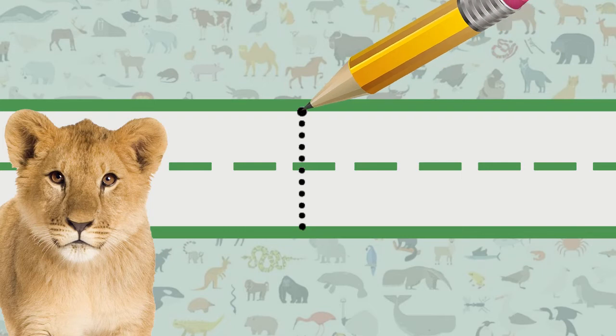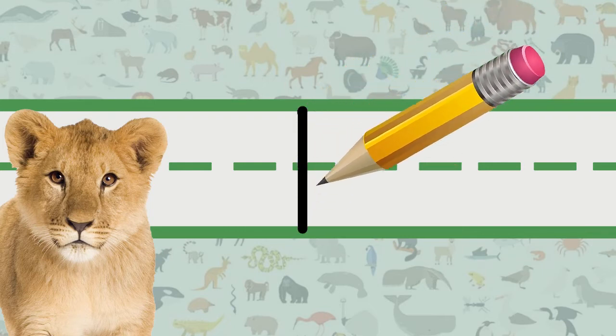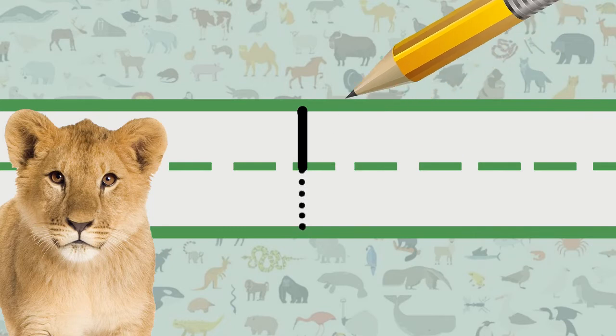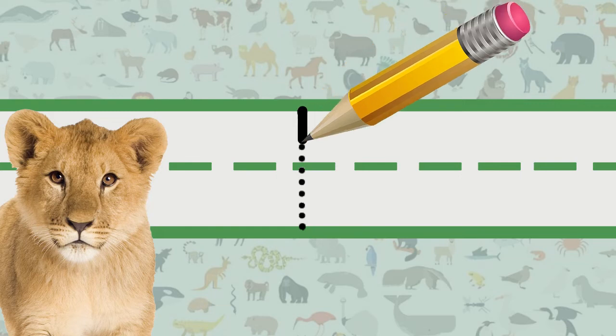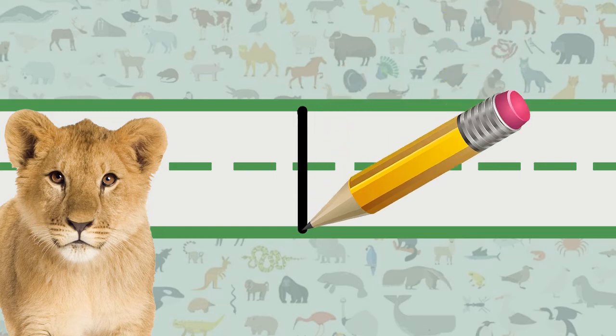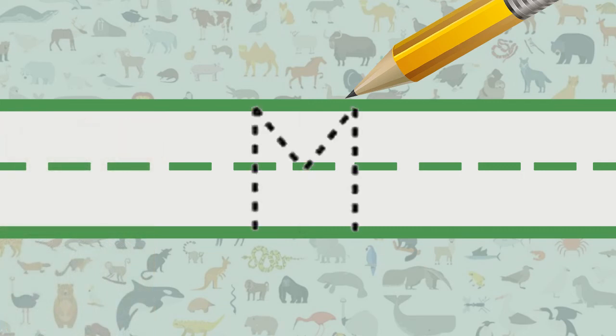Start at the top and draw a straight line down to the bottom. Good job! Let's do that again. Start at the top and draw a straight line down to the bottom. Good job! Let's write the letter M.